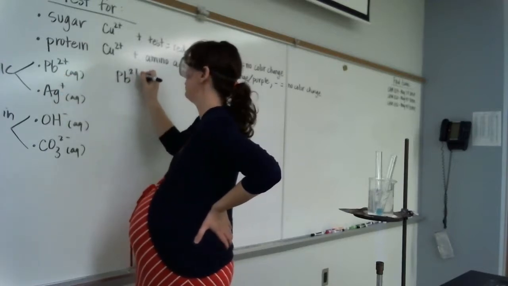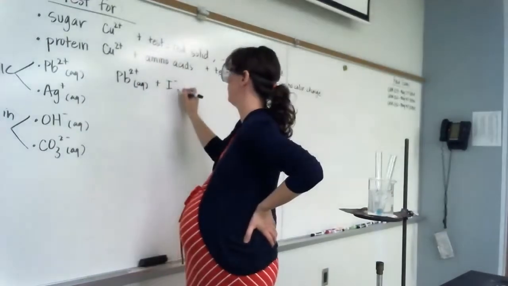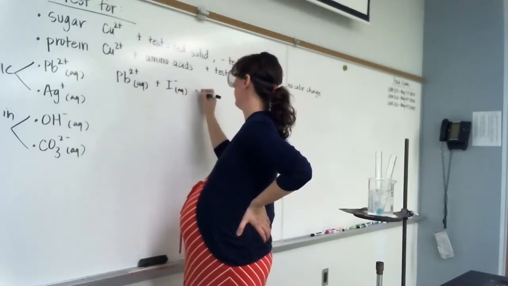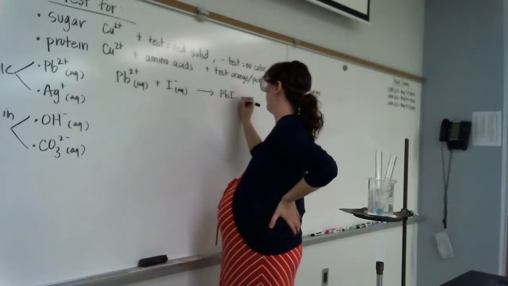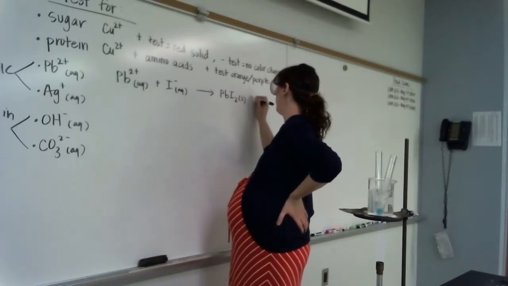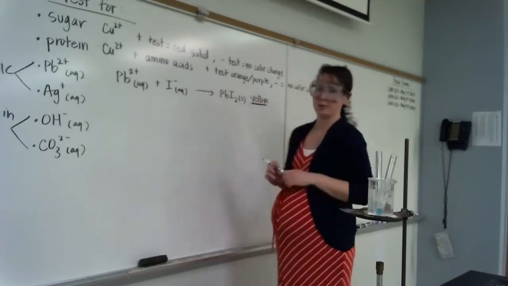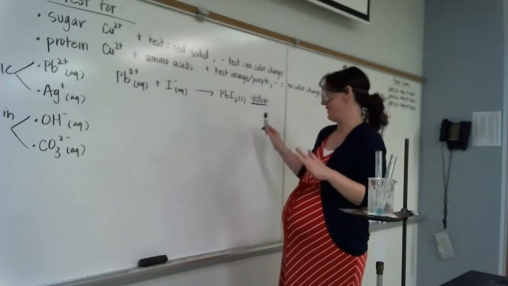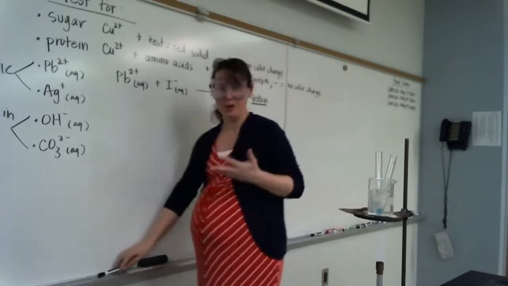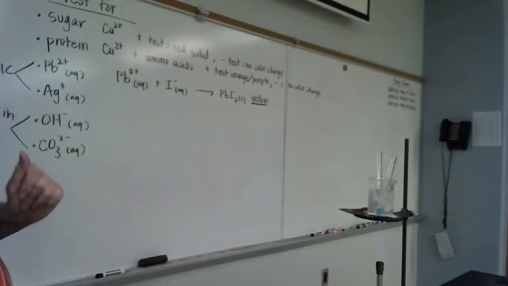Pb2+, let's just add iodide. Okay, this will produce PbI2 solid, which is a yellow. And it's bright yellow. It's a bright yellow precipitate. You can't miss it. There's no missing it. So we'll know immediately, do I have lead in my water or not?